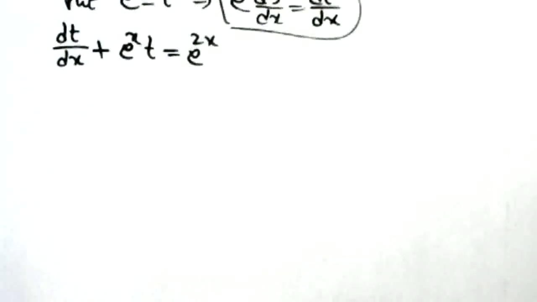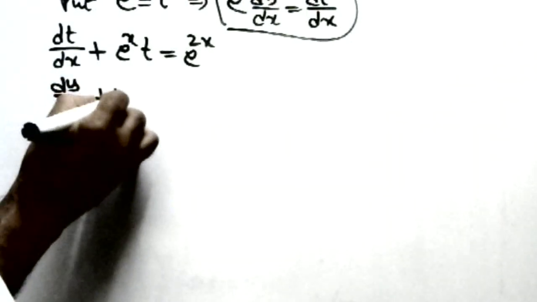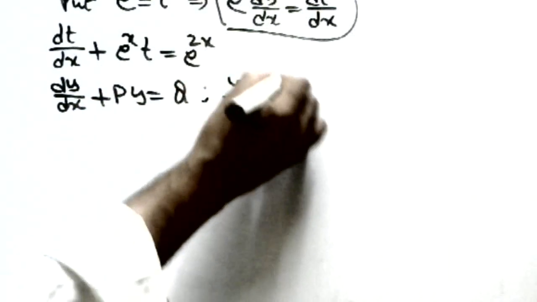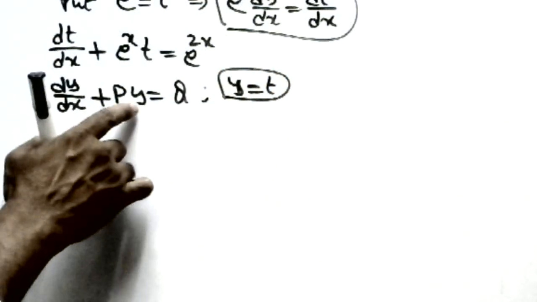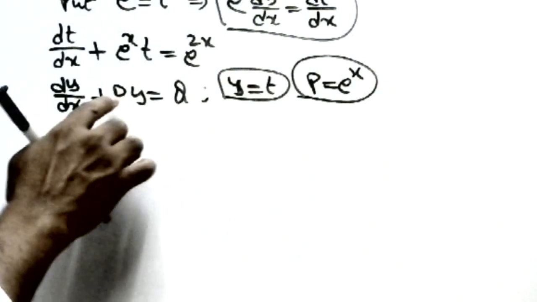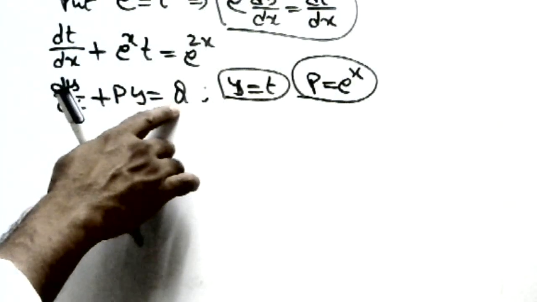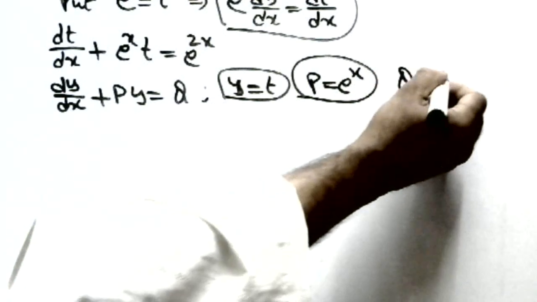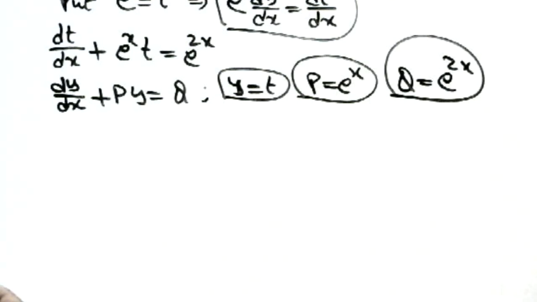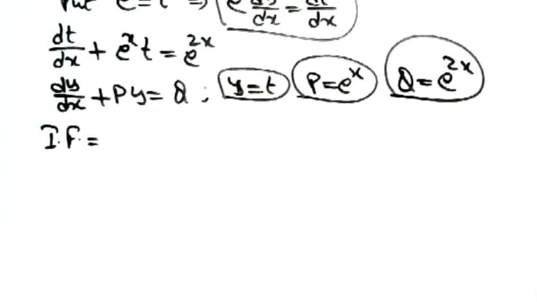Now this is of the form of linear differential equation. So let me compare this with dy by dx plus py equals to q. In place of y, we are having t. In place of p, we are having e power x. And in place of q, we are having e power 2x. Now, what is the first step? Integrating factor.